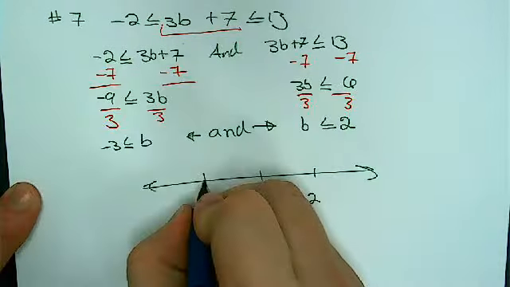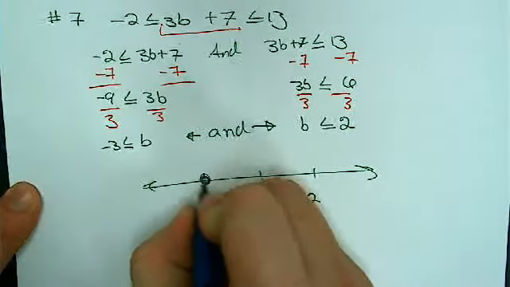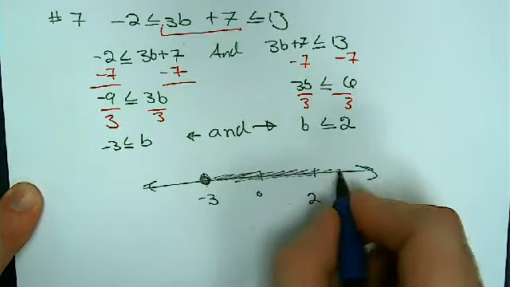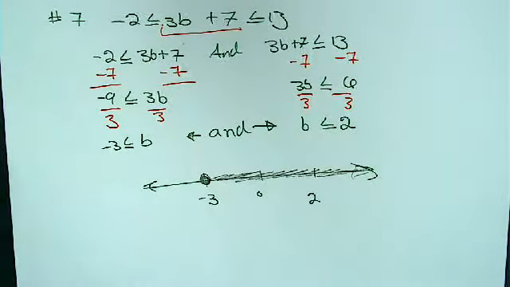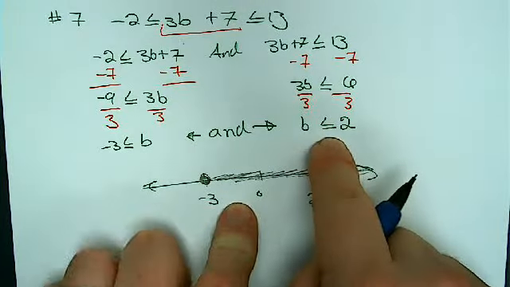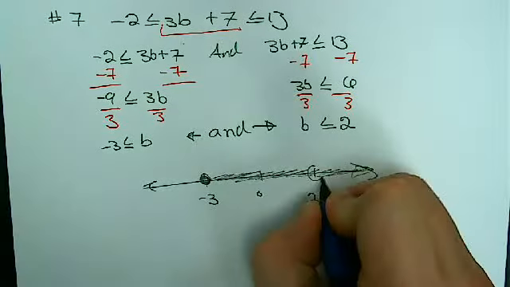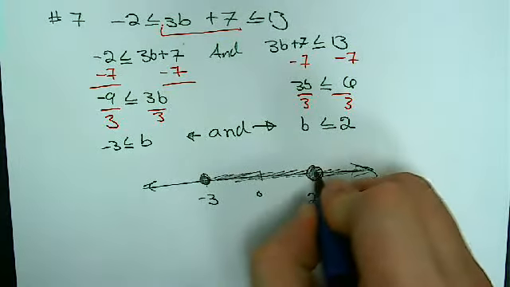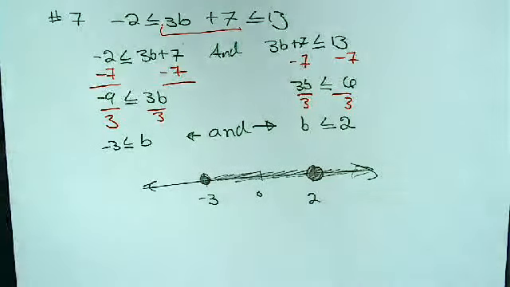Solid circle at negative 3 and shade to the right. Now when I do b is less than 2, what's that going to look like? Full circle. Or an open circle. Oh, closed circle. Okay, closed circle. Shaded to the left.